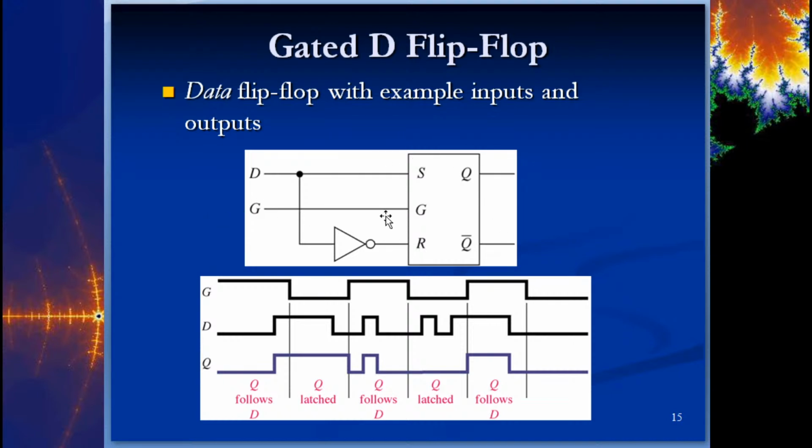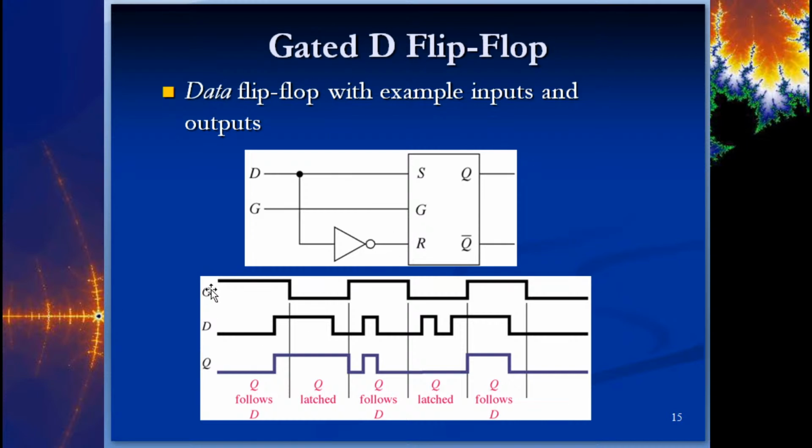Okay, it's still gated, but now what we say is that Q follows D. So if data is high, that's a set condition. If data is low, that's a reset. Those are the only 2 conditions. There is no hold condition here, okay? And the only hold condition here is when gate is low, right? Only this time we don't call it a hold condition, we call it being latched. So we kind of latch it shut. Either we latch it high or we latch it low.